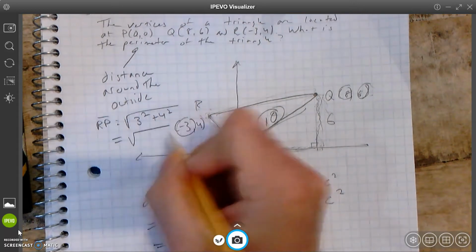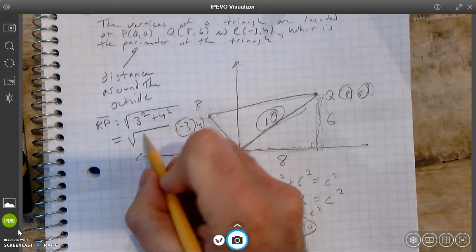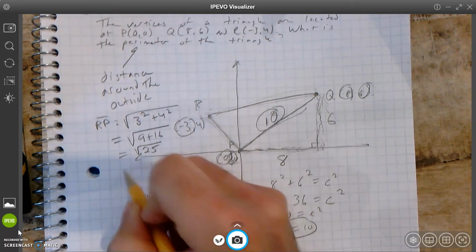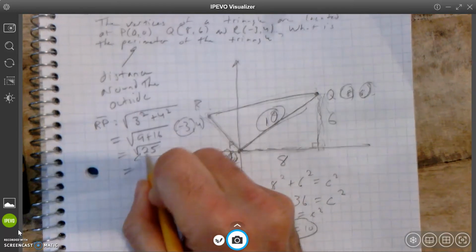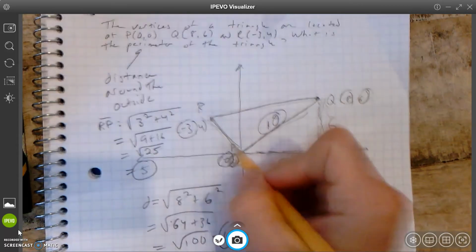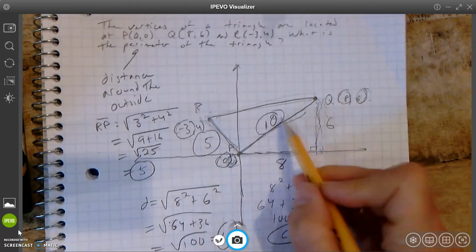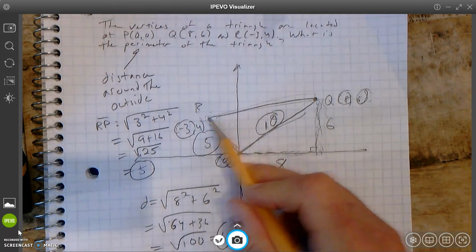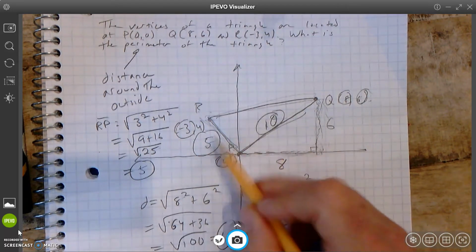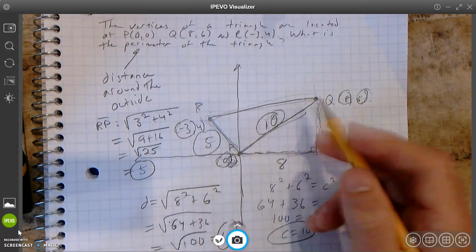So that's going to be the square root of 9 plus 16, which is 25. Square root of 25, which is 5. Bam. So this right here is 5. So we have 10, we have 5, and now we just need one more part, and I can find the perimeter. So it's 15 already, plus whatever this is, because 10 plus 5 is 15.